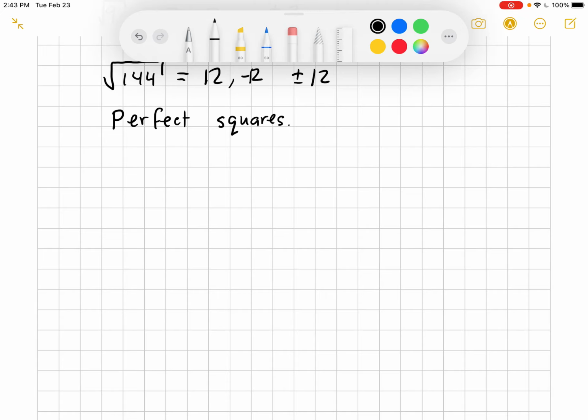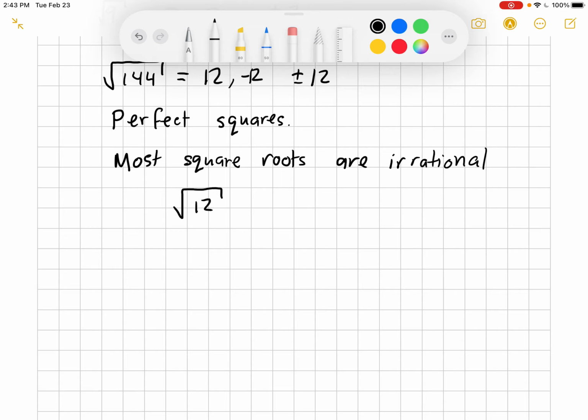Most square roots are irrational. Meaning, if you take the square root of them, they don't go away, they just become a large decimal that never turns into a fraction. For example, the square root of 12, there is no whole number that when you multiply it by itself, you get 12. So therefore, this is an irrational square root. We can simplify it a little bit, though, and today that's the main substance of our lesson: how do you simplify something like this.